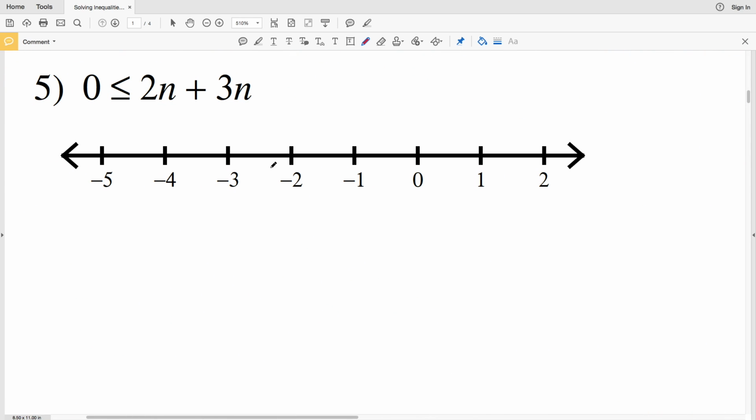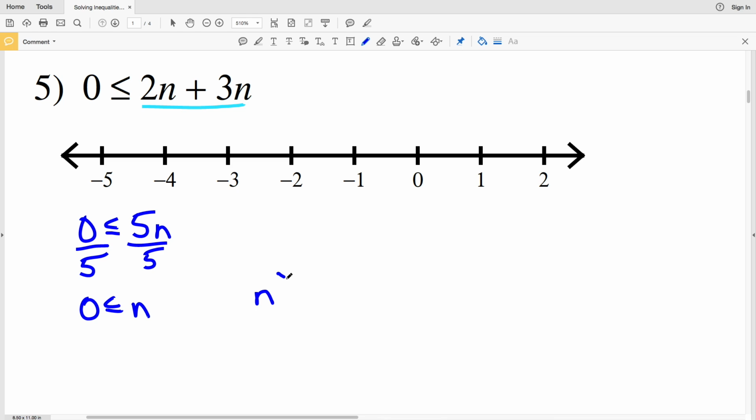In number 5, I have 0 is less than or equal to 2n plus 3n. So I'm going to combine my like terms, which are 2n and 3n. I'll get that 0 is less than or equal to 2n plus 3n, which is 5n. Next, I'll divide both sides by 5 to get that 0 is less than or equal to n, which we can write as n is greater than or equal to 0.